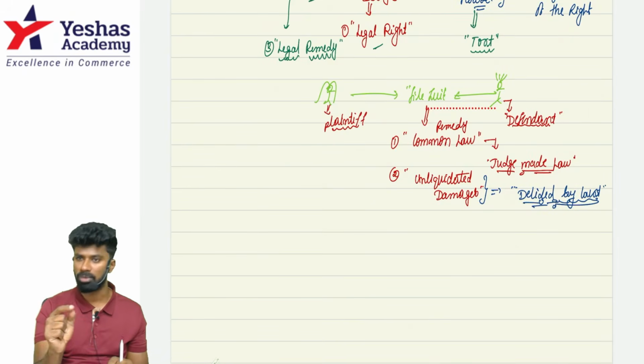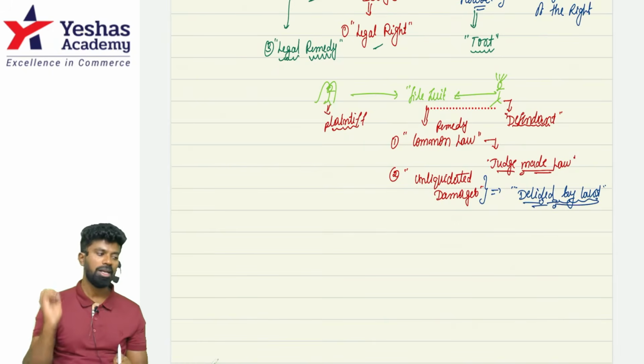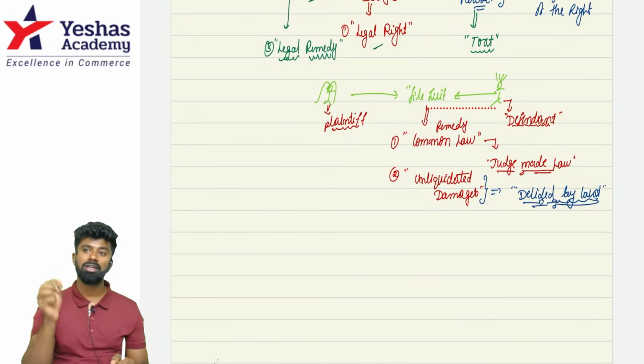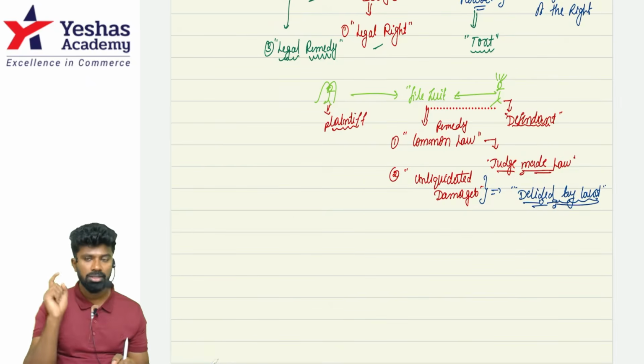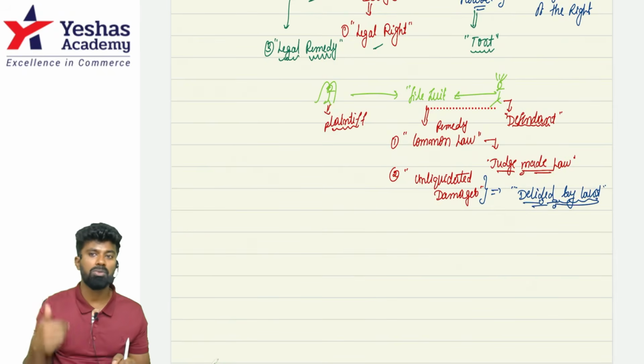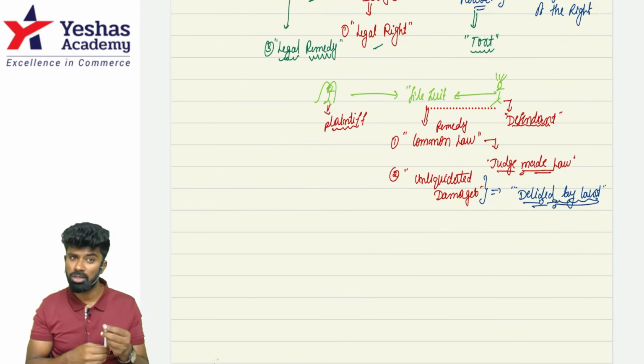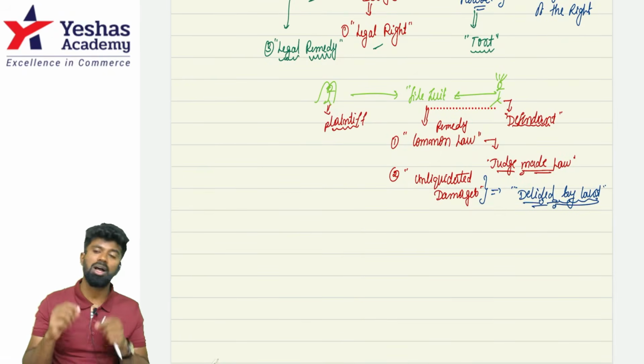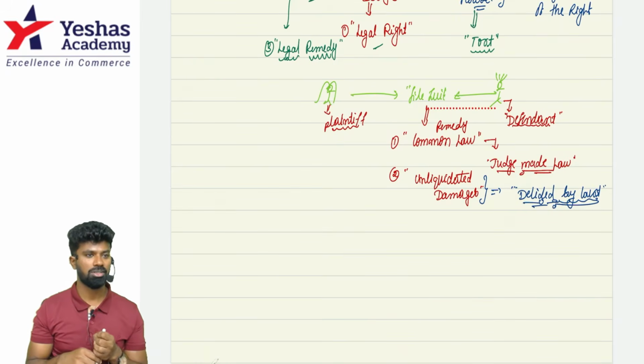Now you tell me, in case of tort, the remedy lies in which law? Is it codified law or common law? Common law is a written law or unwritten law? It is made by the judge based on the judgments of the court. And the remedy is unliquidated damages. Clear with this?